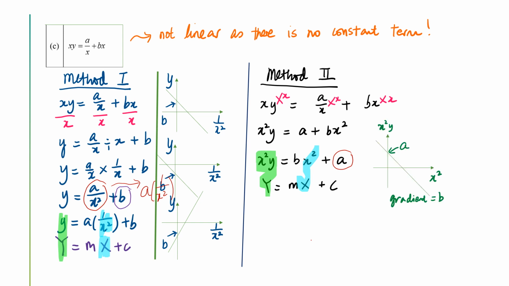Graphically, it can be represented in this way. If you have a negative gradient, your gradient here will be the letter b. And if you have a positive y-intercept, which is represented by the letter a, this is how the straight line equation will look. Then on the x-axis, it's no longer the letter x, but x squared. On the y-axis, it's no longer the letter y, but x squared y.